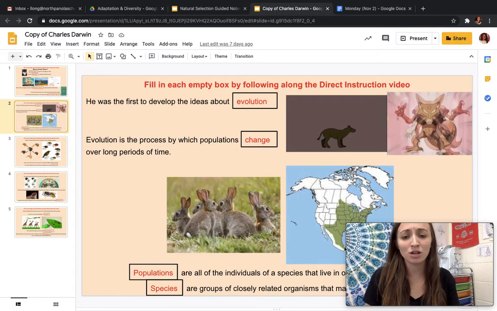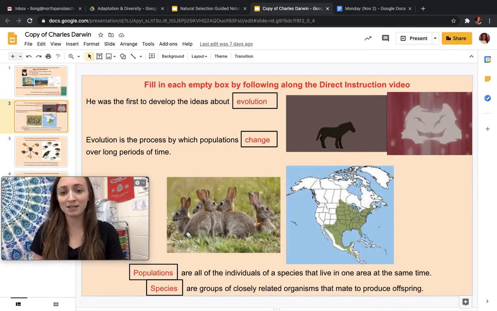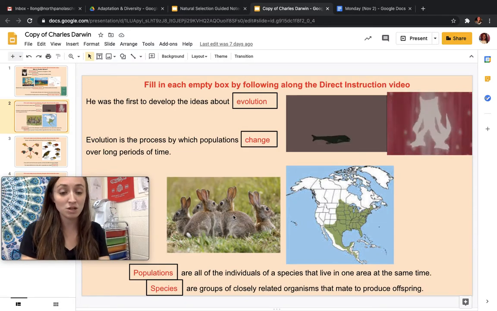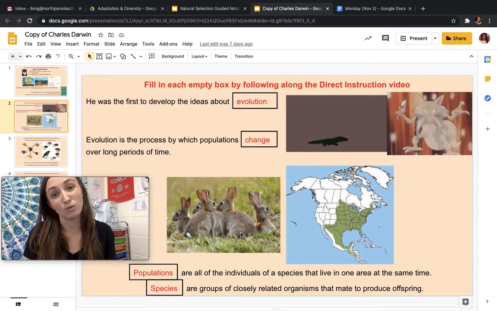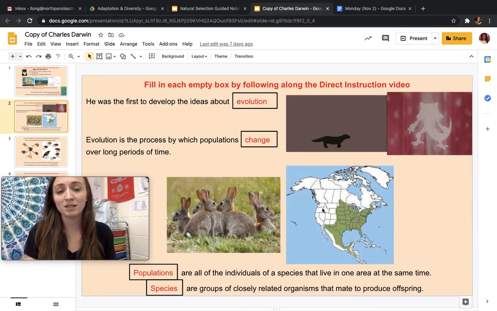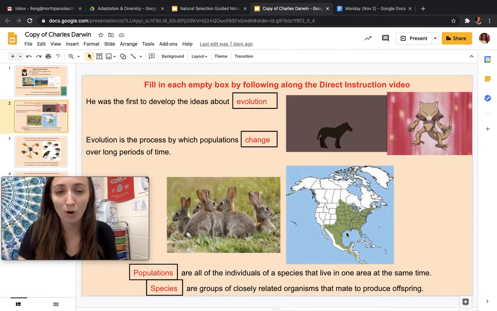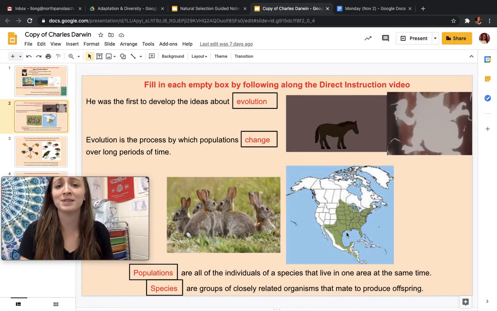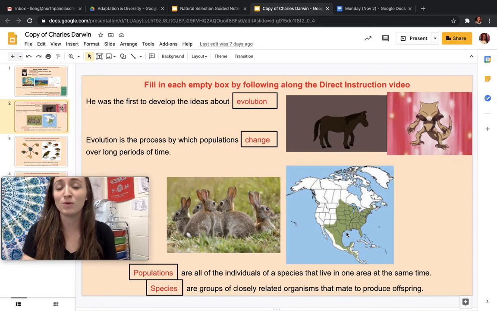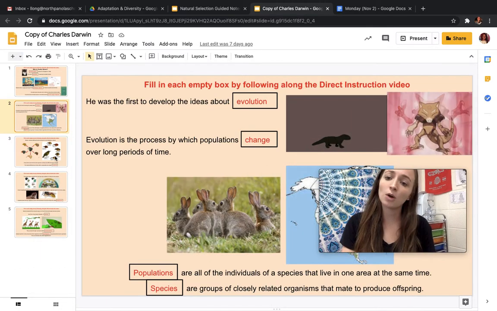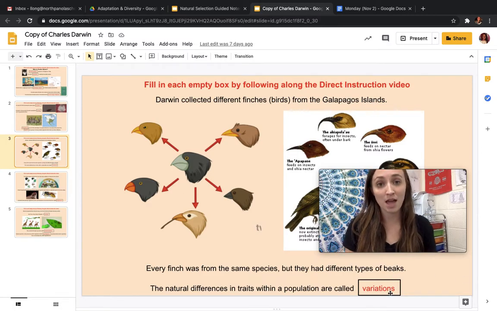And a population is just a group of organisms in the same species. So in this case, it could be like rabbits living in one specific area. So maybe all of the rabbits that live in Como or all of the rabbits that live in Sardis, that is going to be one population of that species. So Darwin talked about how they have different variations, which we already know what that means. Variations are just different versions of the same trait.